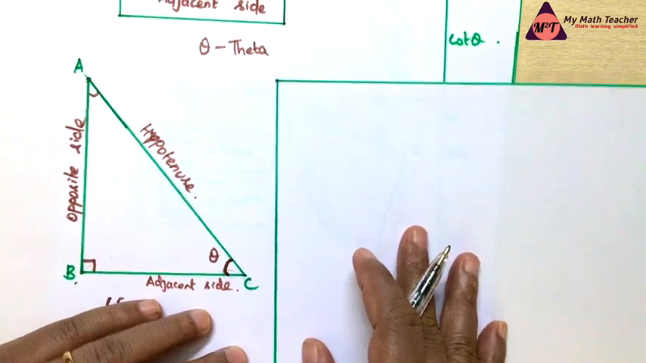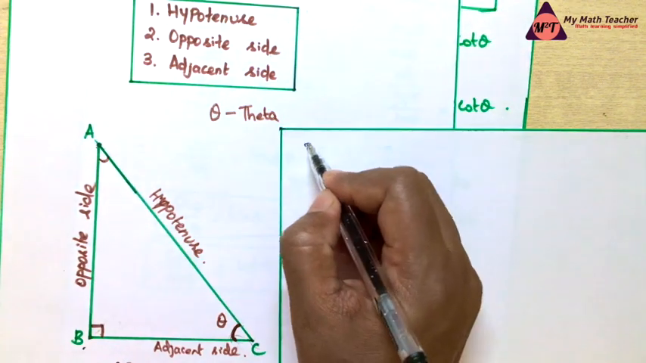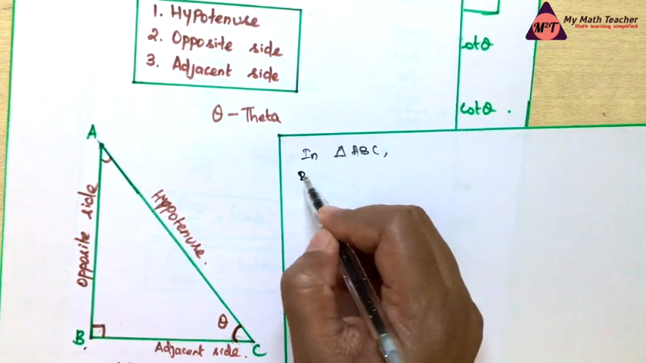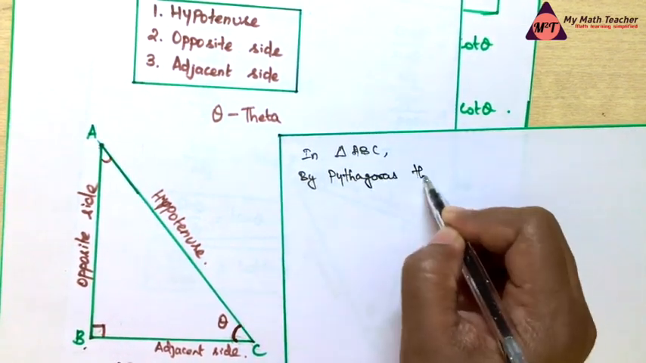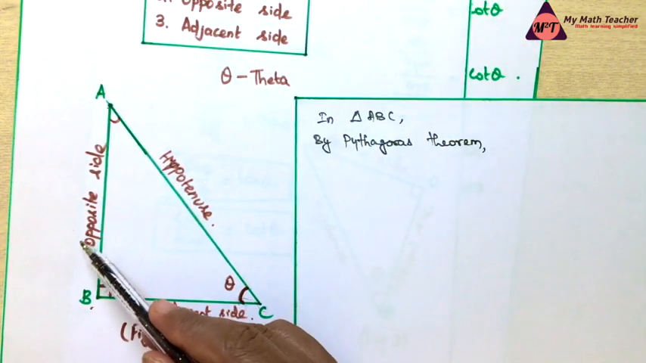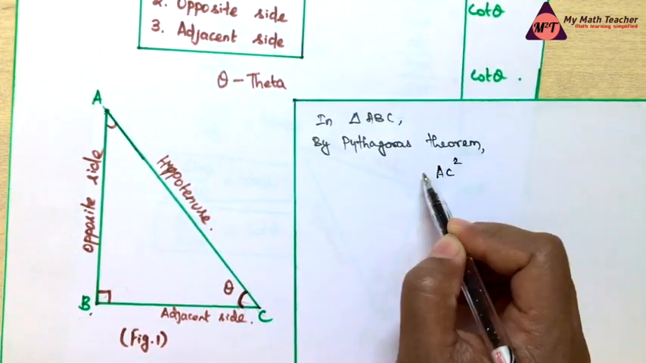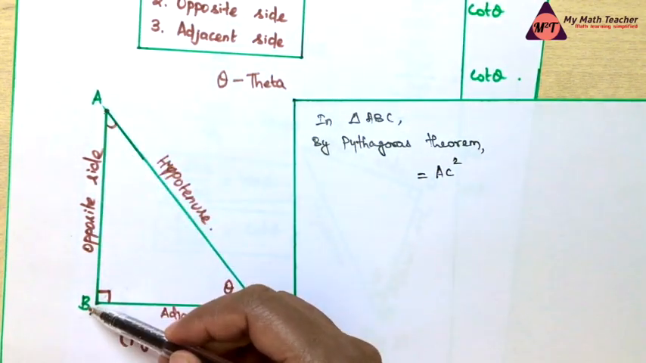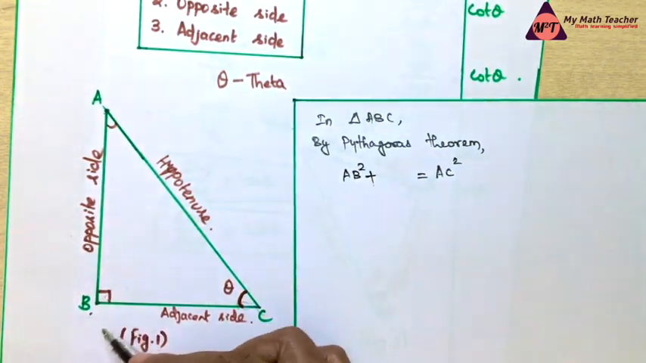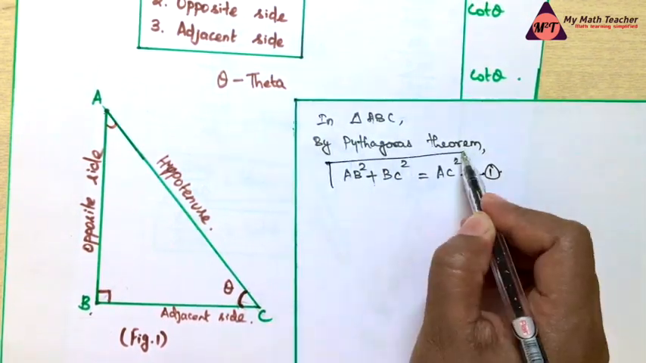Now here the first identity, what is the proof? From this triangle we are going to prove that. In triangle ABC, I am going to apply Pythagoras theorem. By Pythagoras theorem, hypotenuse square is the sum of the squares of the other two sides. Hypotenuse square is AC square, that is equal to AB square plus BC square. Let us take this as equation number 1.